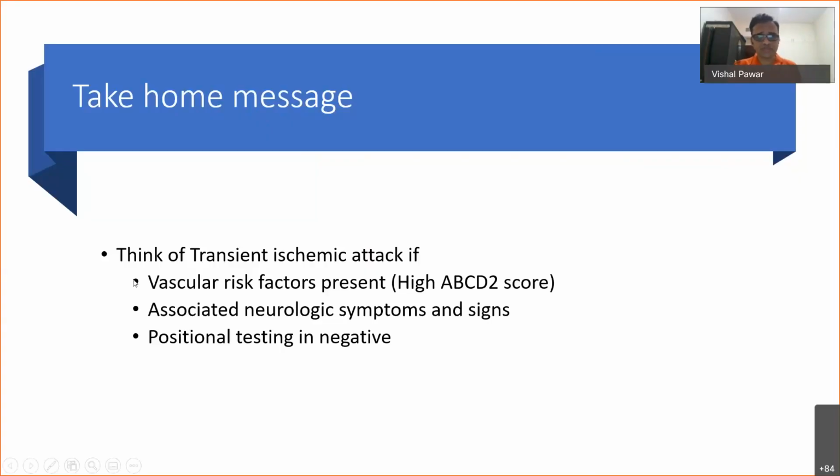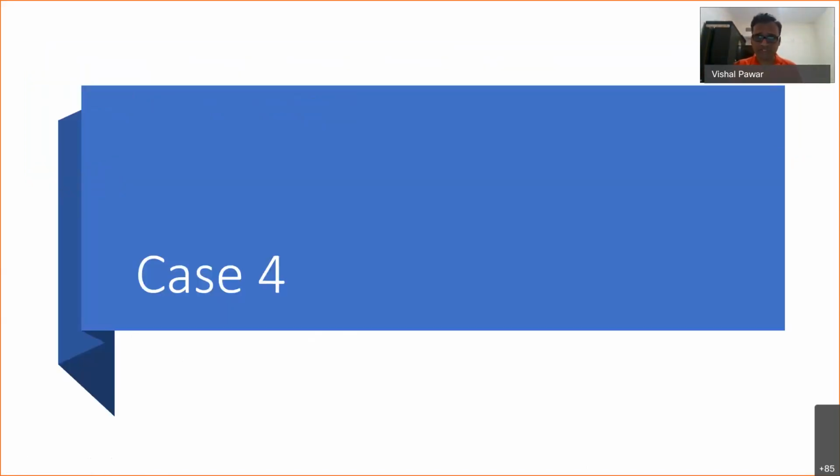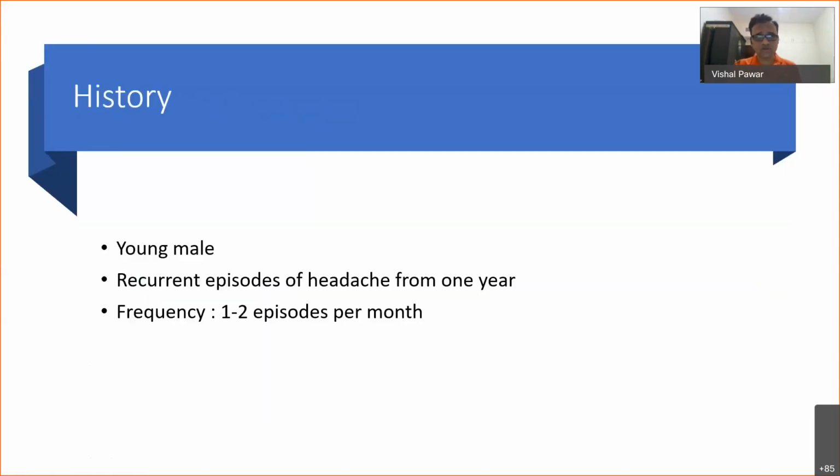So the take home message from this is, think of transient ischemic attack if vascular risk factors are present, there are associated neurological symptoms and signs, and positional testing is negative. If you are thinking in terms of PPPD and the positional testing is negative, we can go for imaging and check for TIAs.